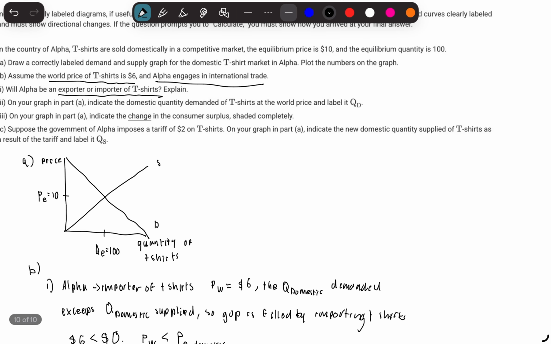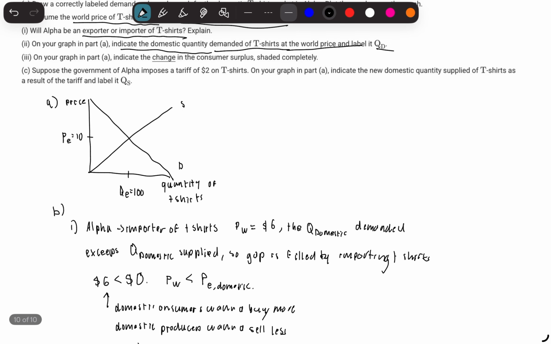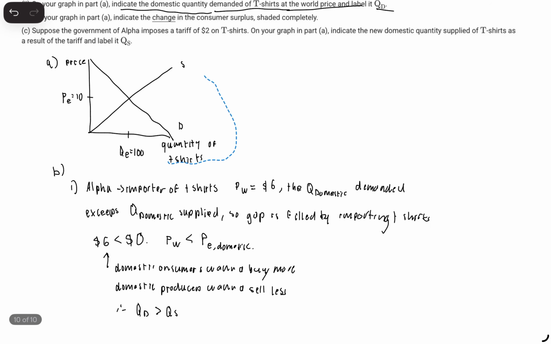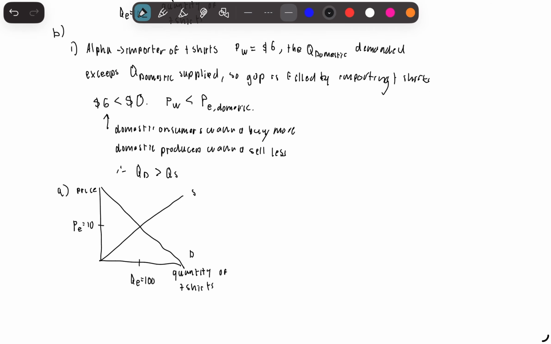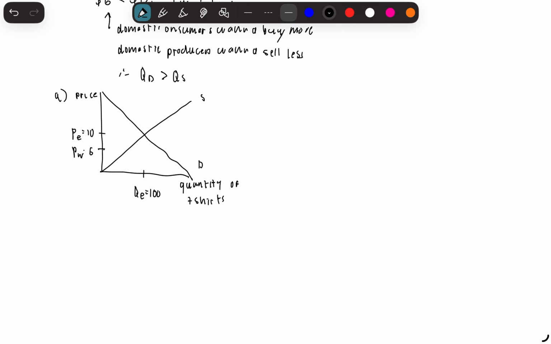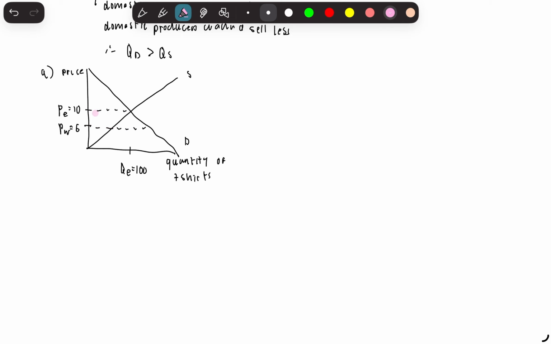Now what do we do next? On your graph, indicate domestic quantity demanded of t-shirts at the world price and label it QD. So you're going to have the same graph, but we have to label it. So let's do this. Here's 10 and here's 6, the price of the world, and that's going to be here. It's going to be this gap right here.